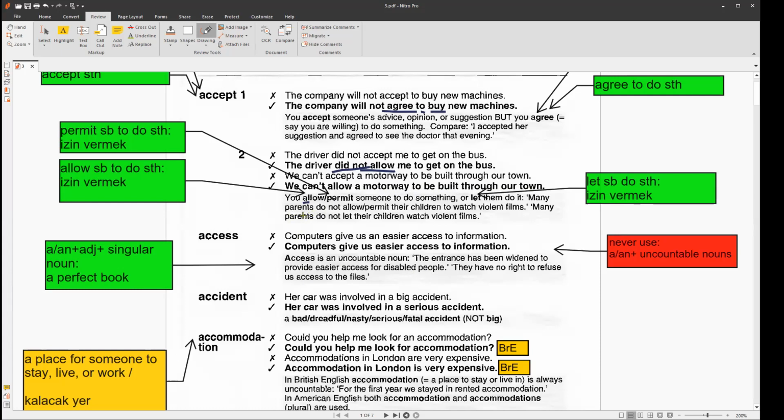Okay. You allow, permit someone to do something or let them do it. Many parents do not allow, permit their children to watch violent films. Many parents do not let their children watch violent films. All right. Latife, can you translate this sentence into Turkish? Many parents don't allow or don't permit their children to watch violent films. Çoğu ebeveynin çocuklarının şiddet filmleri izlemesine izin vermez. Okay, thanks so much. So it's like let, permit, and allow.